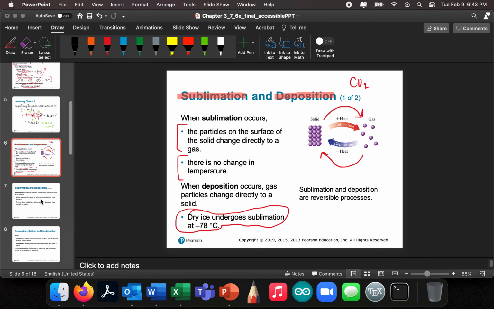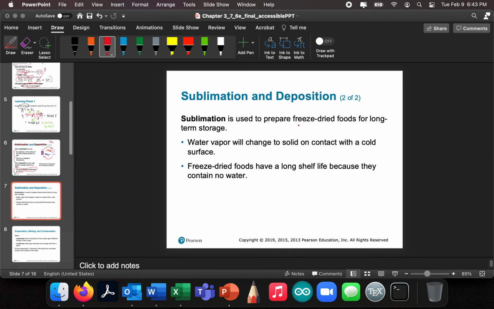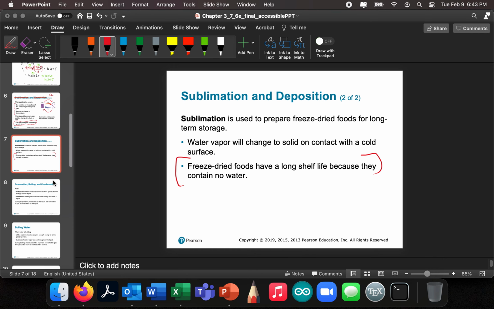Pretty cold. So sublimation is used to prepare freeze-dried foods for long-term storage, right? Because water vapor will change to solid on contact with a cold surface. So you can freeze-dry it, right? Freeze-dried foods have a long shelf life because they contain no water at all. So it just makes it so they don't break down so fast.